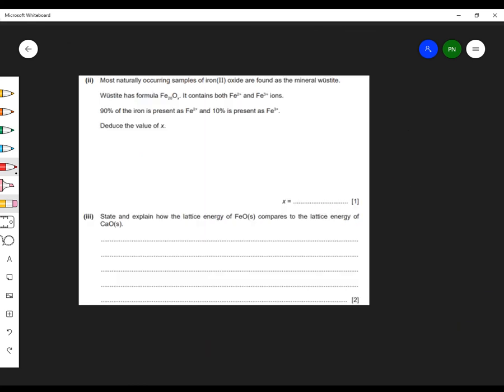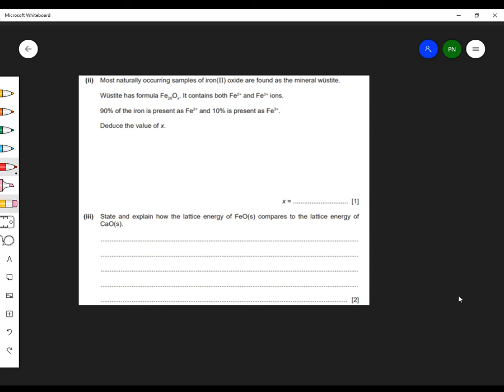Okay, this next one is part 2. Most naturally occurring samples of iron 2 oxide are found in the mineral wurtzite. Wurtzite has a formula Fe20OX, and it contains Fe2+ and Fe3+. 90% is Fe2+ and 10% is Fe3+. Deduce the value of X.